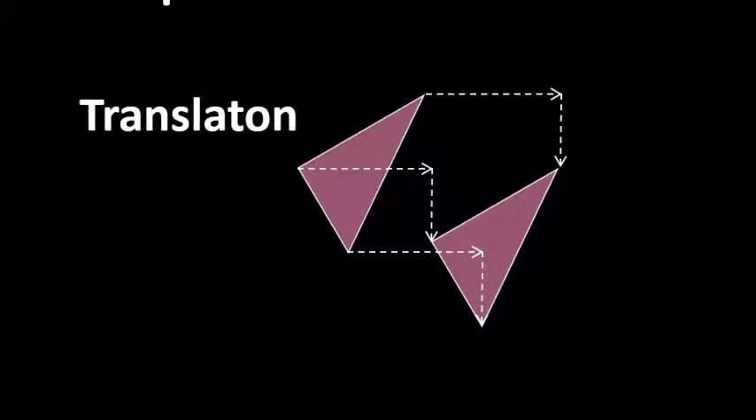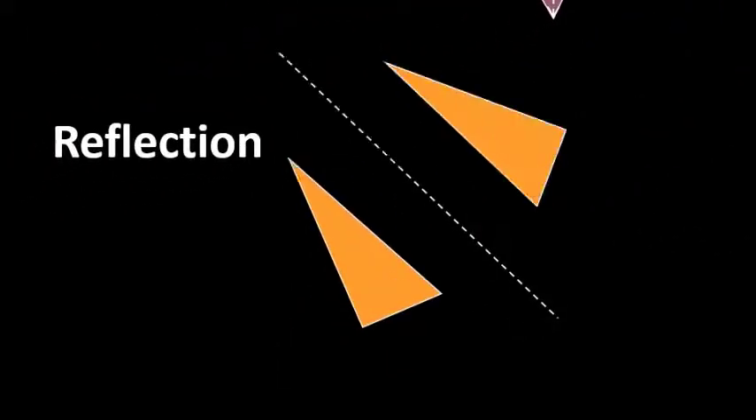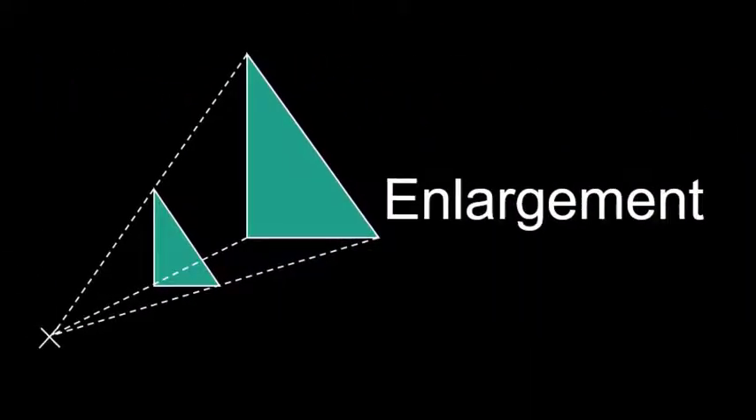Special linear transformations include translation. Translation involves a shift or movement. Then we have rotation, and rotation involves turning or rolling. And we have reflection. Reflection involves a flip or objects in a mirror. Then we have enlargement. Enlargement refers to expansion.